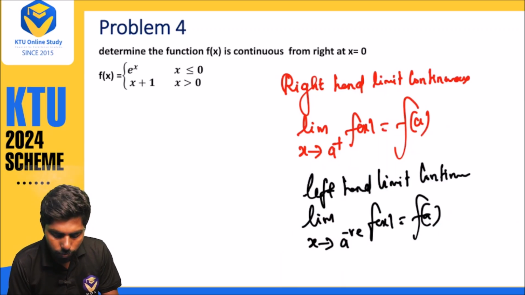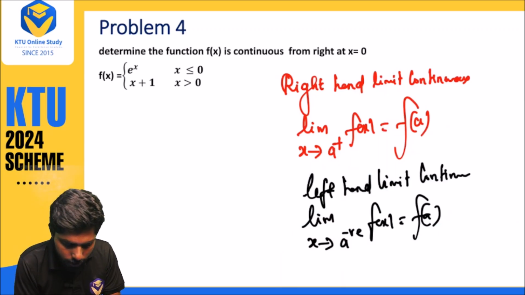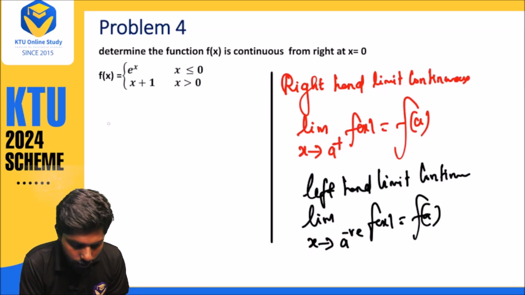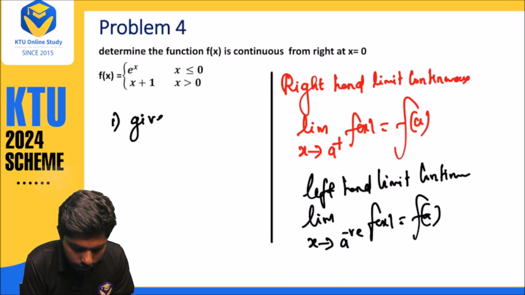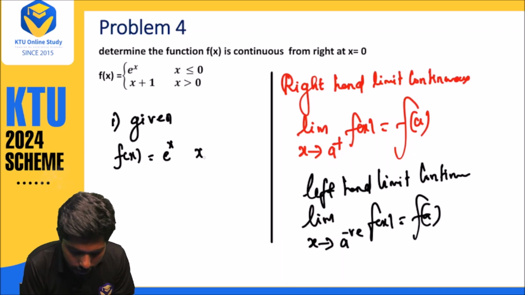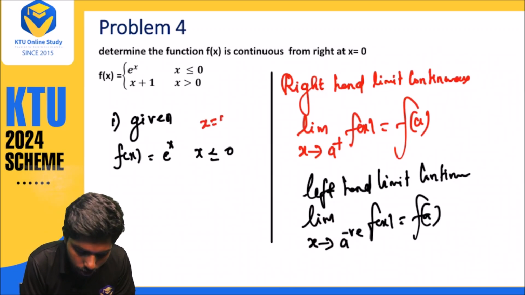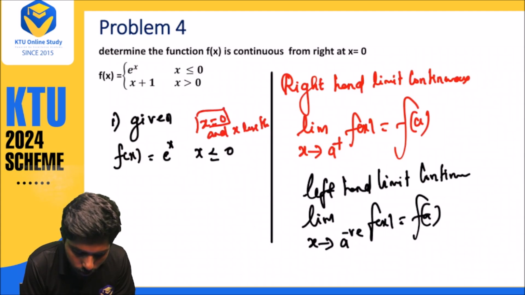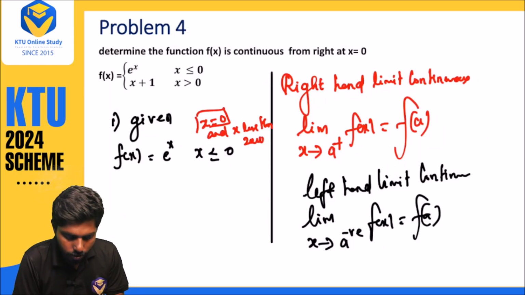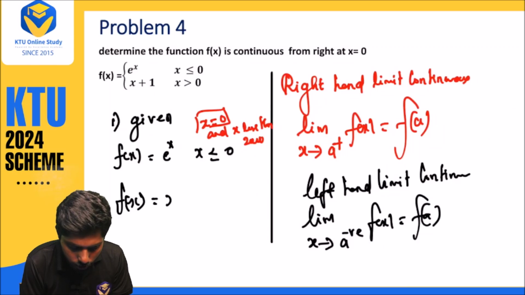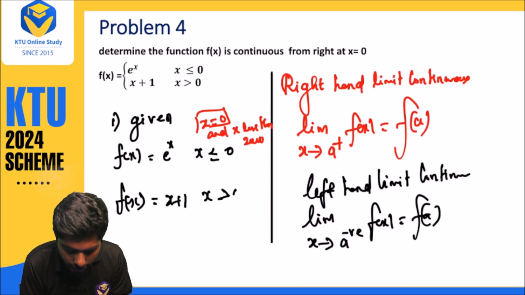Okay, we'll go to the problem. What have they given? Given f of x is equal to e power x when x is less than or equal to 0, and f of x is equal to x plus 1 when x is greater than 0.